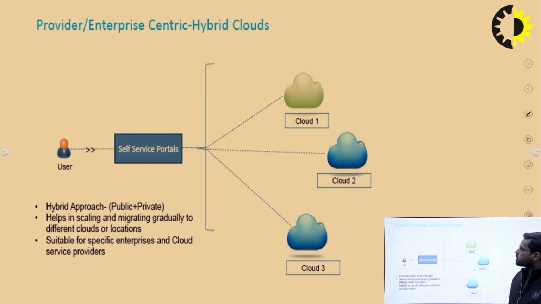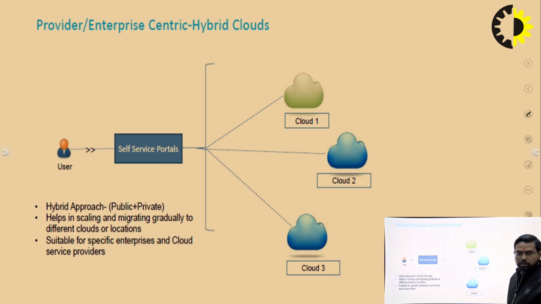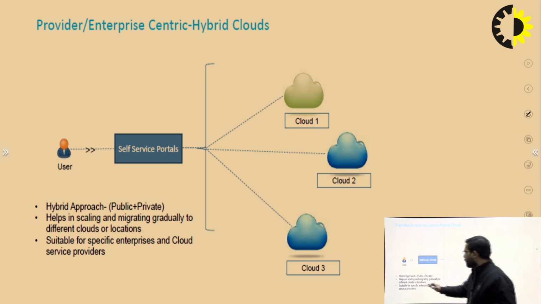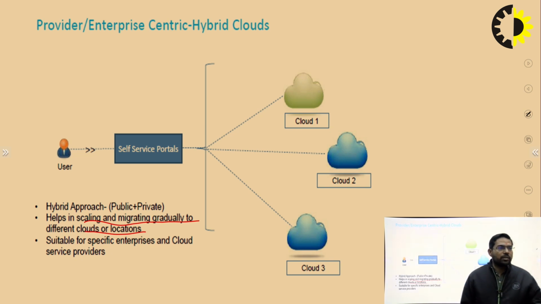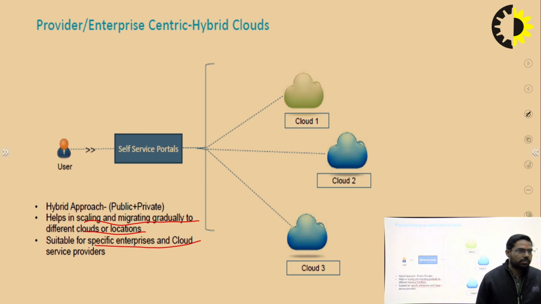Provider enterprise-centric hybrid cloud. Here is the user, here is the self-service portal, and users use any cloud 1, 2, 3 according to the user's need. So the hybrid approach, like public and private, helps in scaling and migrating gradually to a different cloud or location, and is suitable for specific enterprises and cloud service providers.